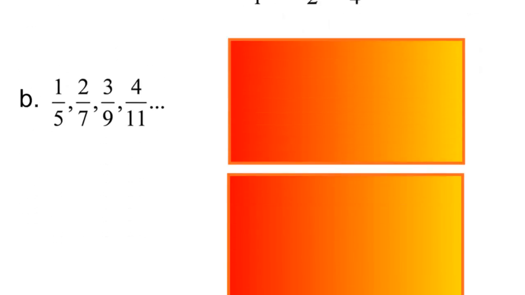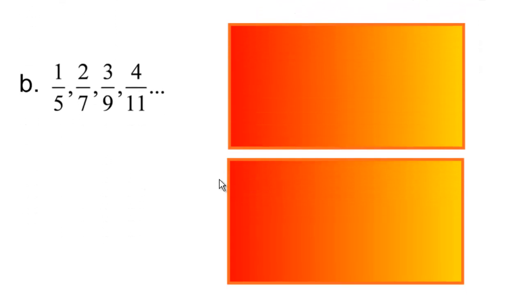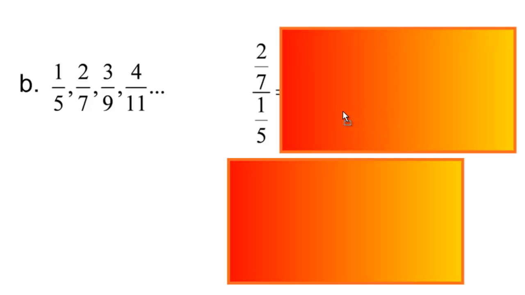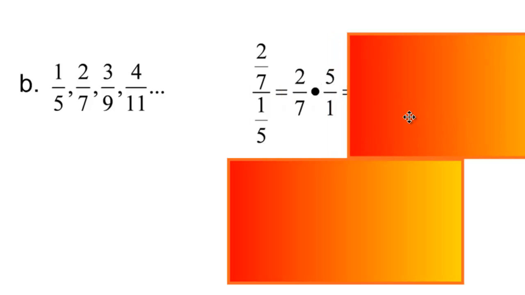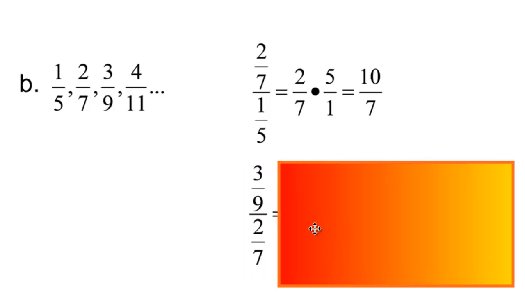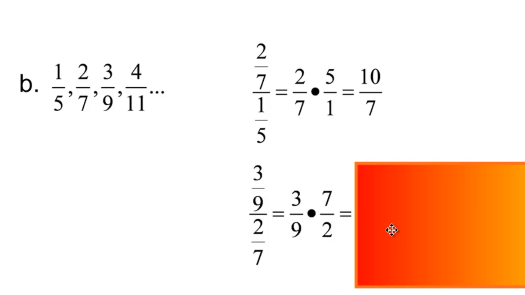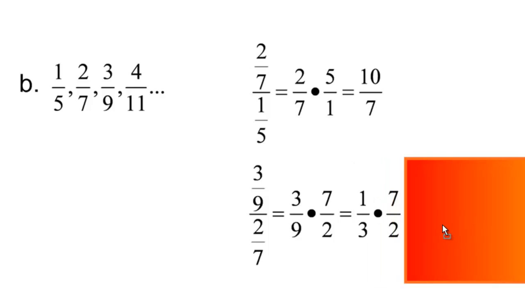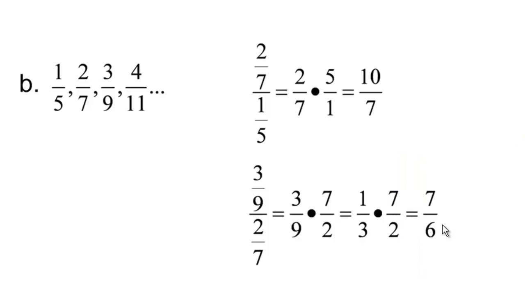Now let's look at choice B. I'm going to do the same thing. I have to see if the second term over the first term is a common ratio of the third term over the second, and so on. When I take 2/7 over 1/5, I can evaluate that complex fraction by taking 2/7 times the reciprocal of 1/5, which is 5 over 1, and that yields 10/7. Next, I take the third term, 3/9, and divide that by the second term, 2/7. By the same process, I multiply 3/9 by the reciprocal of 2/7. 3/9 reduces to 1/3, so I get 7/6, and 10/7 and 7/6 are not equal. Therefore, this is not a geometric sequence because the terms do not have a common ratio.